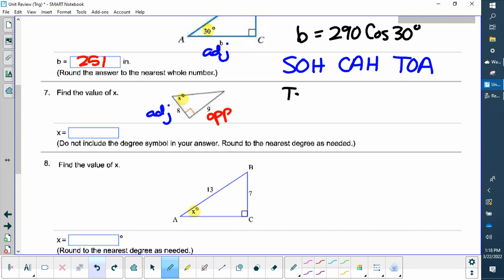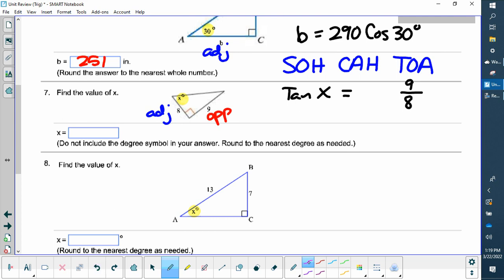The tangent of. Now, in the last 3 problems, I was putting a degree measure here. I don't know the degree measure. So I'm going to put a variable, x, equals. And I'm going to leave a little space here, and I'll show you why in a second. Opposite over adjacent, 9 over 8. I'm just going to leave it like this.